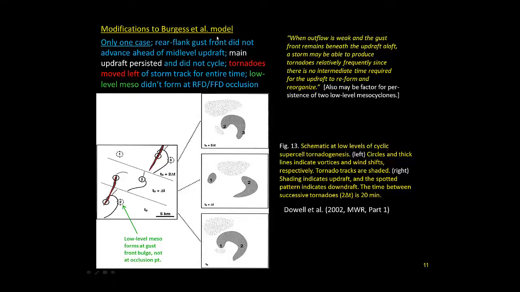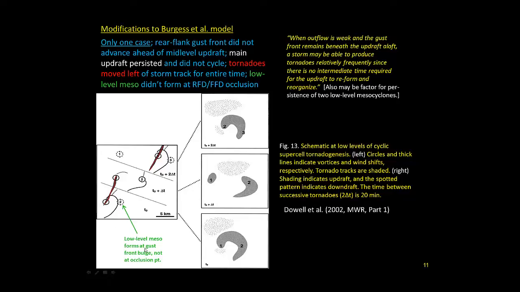They came up with suggested modifications to Don Burgess's model. The thing I really want to stress about this is it's only one case, so it's hard to come up with a conceptual model from one case, but it was a highly observed case with aircraft and mesonet and radar and so forth, so they did come up with a conceptual model for that case, if you will. And they found in this case that the rear flank gust front didn't actually advance ahead of the mid-level meso, as in Don Burgess's model.